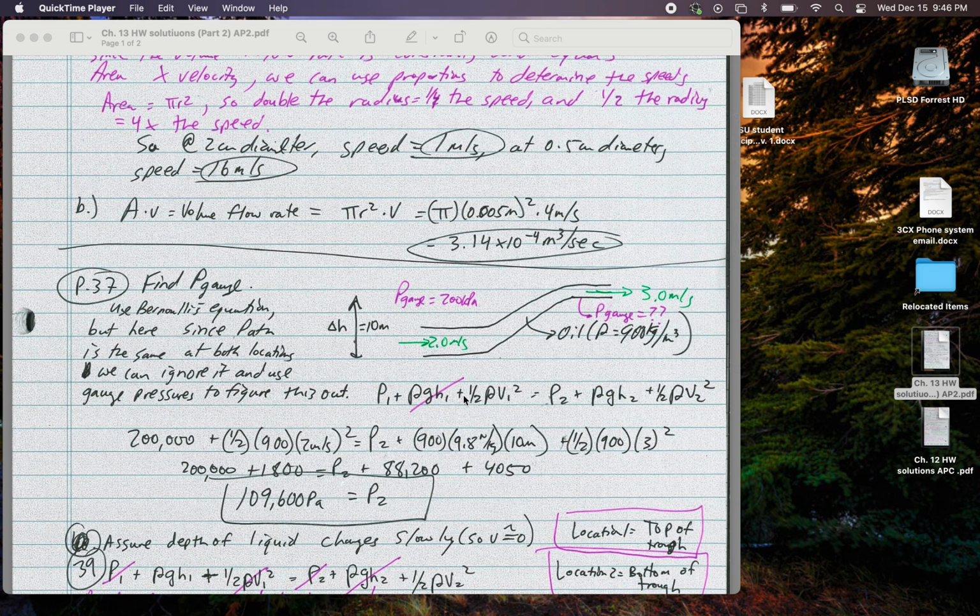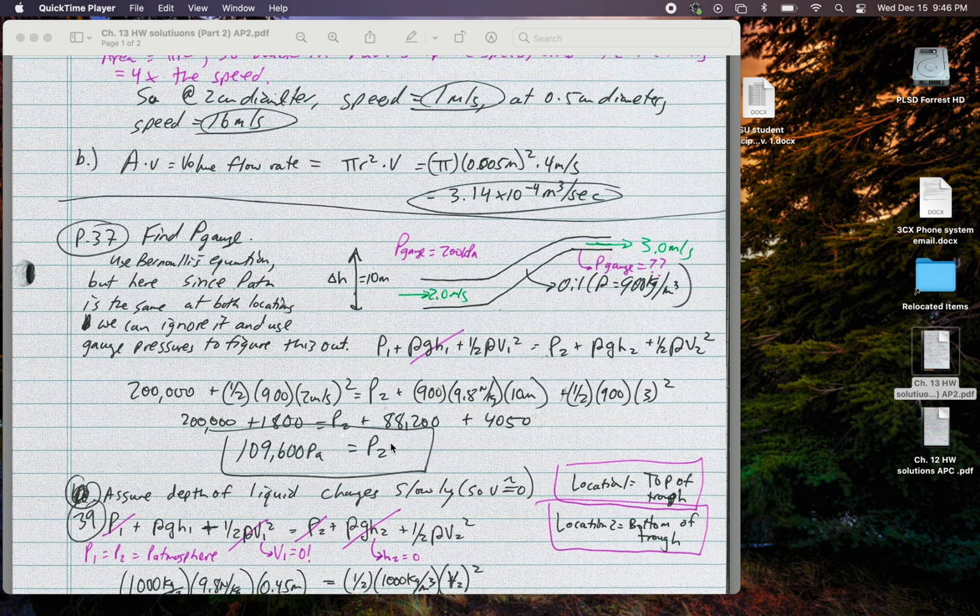For 37, you've got a pipe and it's got a gauge pressure at the bottom, and you're asked to find the gauge pressure at the top. So since these are both gauge pressures, we don't need to add in atmospheric pressure. But you do need to be careful on the AP exam, because a lot of times they'll ask you for absolute pressure, and sometimes we need to use it for other things when we get into thermodynamics.